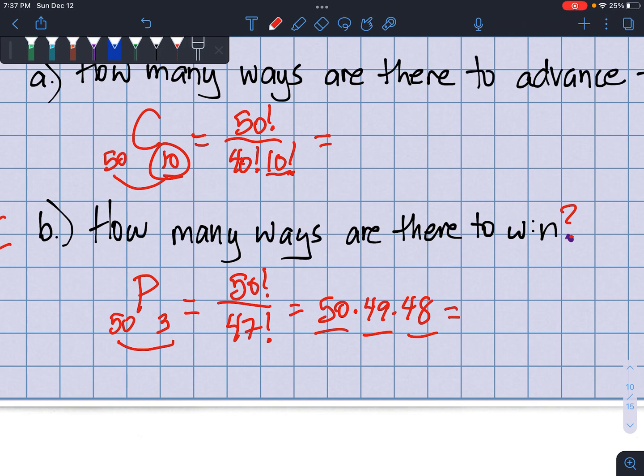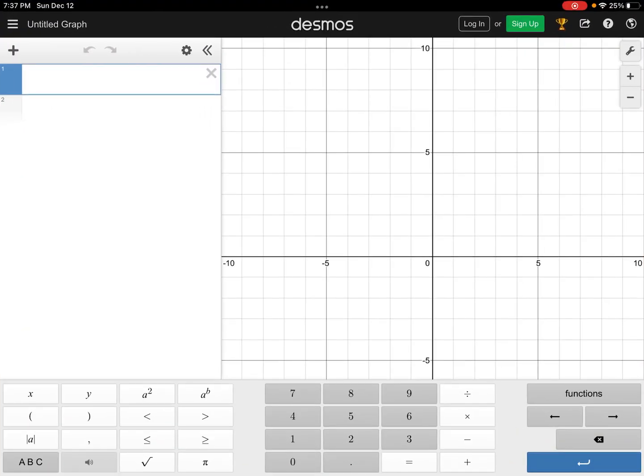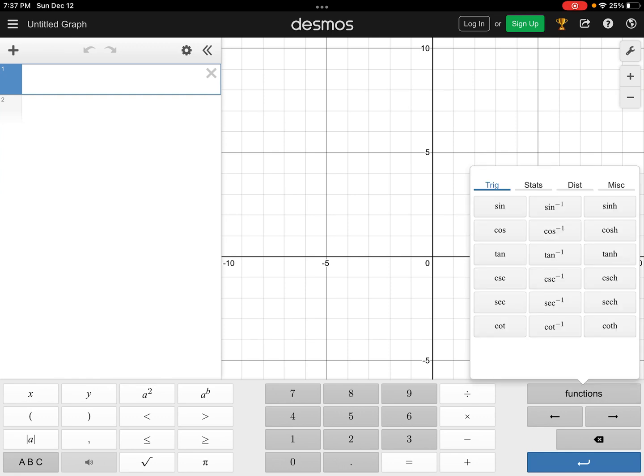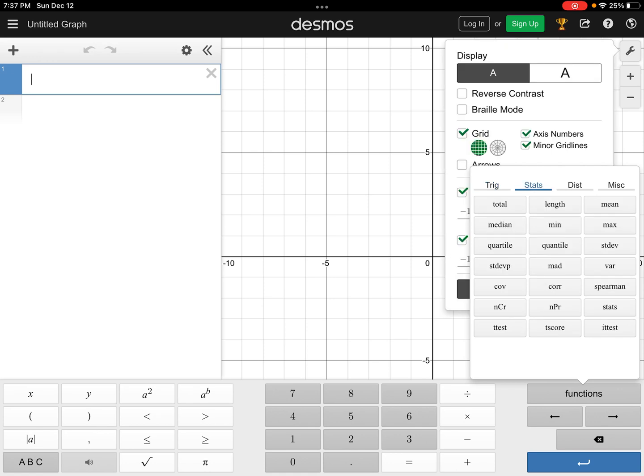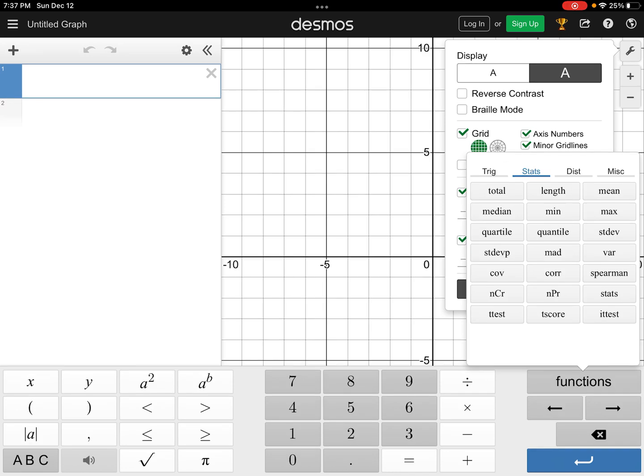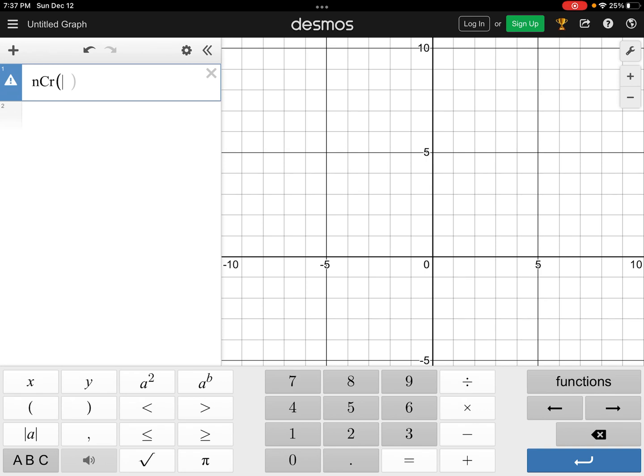So this bottom answer, I'm going to use Desmos in each of these, and I've got it up and running. So again, I'm going to type in functions and stats, and let me make this a little bit larger. There we go. So nCr, and 50, comma, 10. All right, and that's giving me a number now in scientific notation, 1.027. I'm going to round it off at that point and then say times 10 to the 10th.